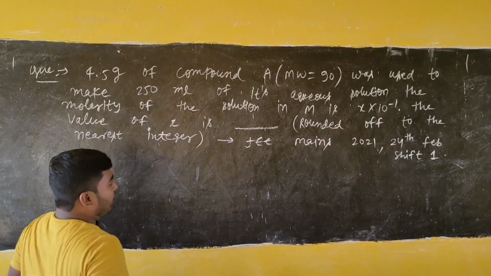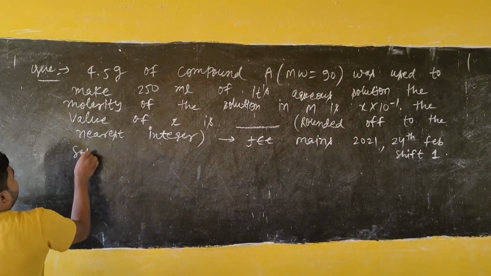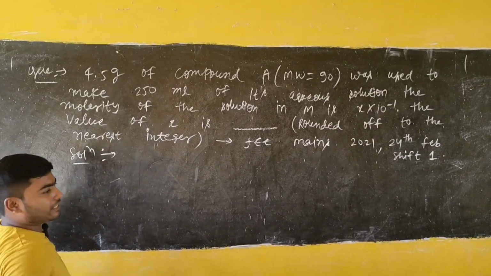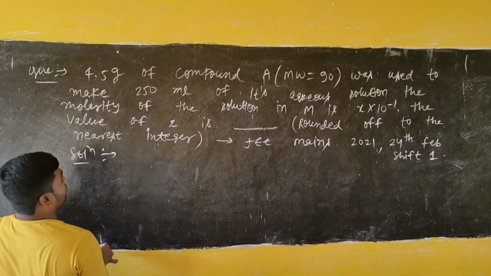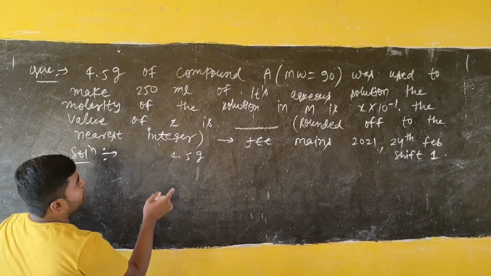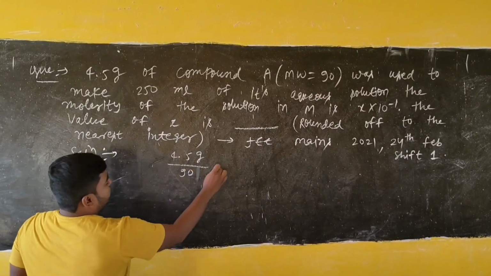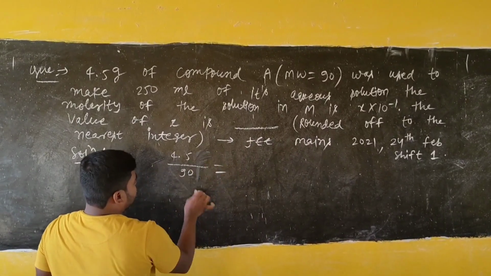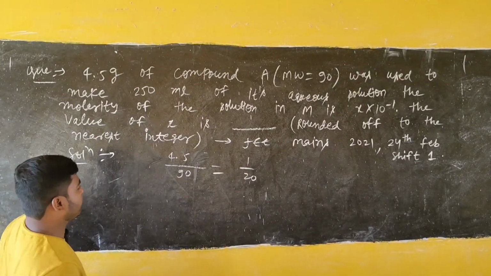Let us solve this question. Very easy question. For molarity, we know that you have to find the moles of solute and the volume of solution. Moles of solute is mass by molar mass. So 4.5 gram is the mass of compound A, and the molar mass is given as 90. If you solve it, you will get 1 by 20, since 45 into 2 is 90.